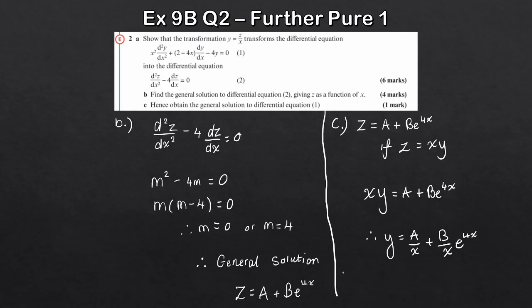So like you can see, parts B and C, relatively straightforward. Part A just had quite a bit of work to do for it. But hopefully this video has helped. That brings us to the very end of the Further Pure 1 chapter.